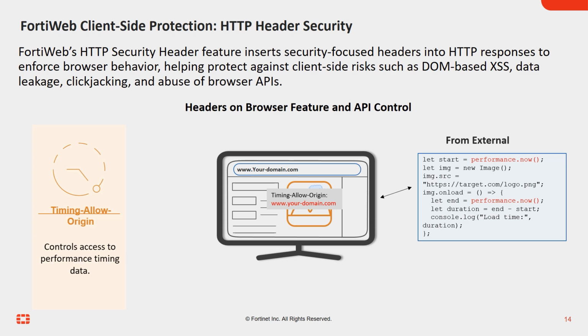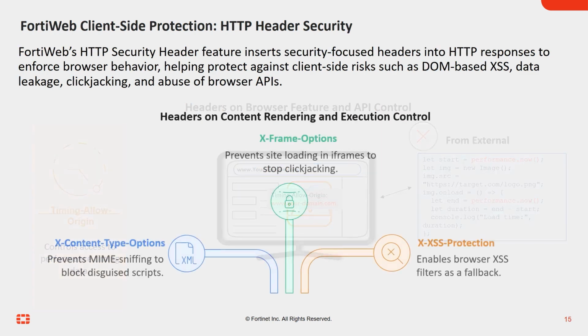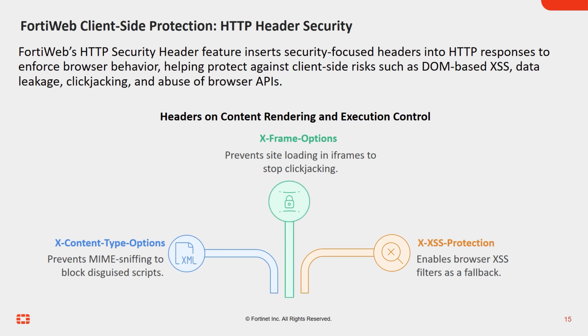If it comes from outside, block it. Now let's talk about headers on content rendering and execution control. These headers guard against improper content execution and UI-based attacks. The X-Frame-Options header prevents the site from loading in iframes to stop clickjacking.